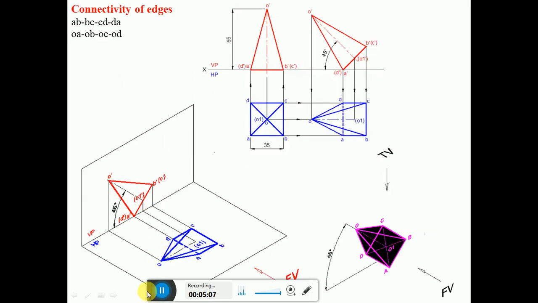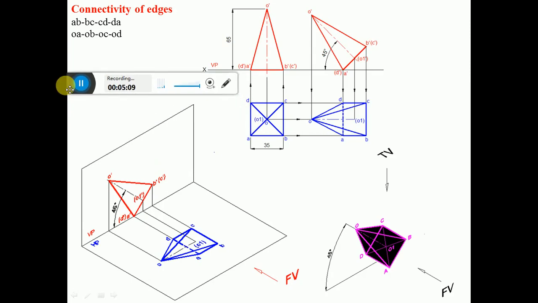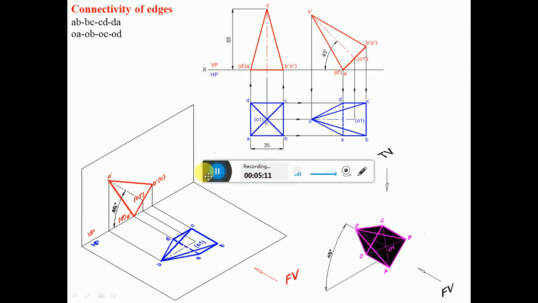Draw the projection when the axis is inclined to HP. Now, the axis is inclined to HP at 45 degrees. Since the axis has to be inclined to HP at 45 degrees, first we have to check whether the axis is in true length or not, because the inclination given is the true inclination.